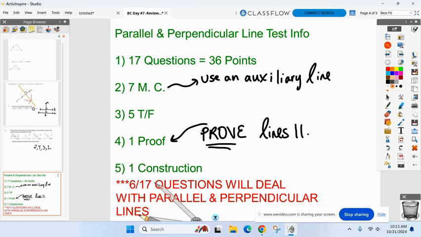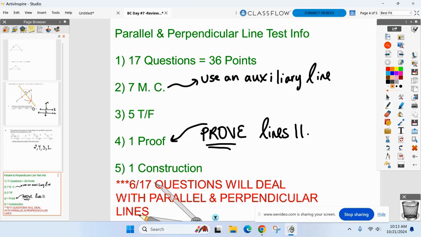Also, I did go over this on Friday, but let me stress this again. 6 out of these 17 questions will come with parallel and perpendicular lines as far as writing the equations. So point-slope form, slope-intercept. We spent a whole day on that. I think it was day 4 or 5 maybe? Day 4? Day 5, okay. 6 out of 17 questions come from that.